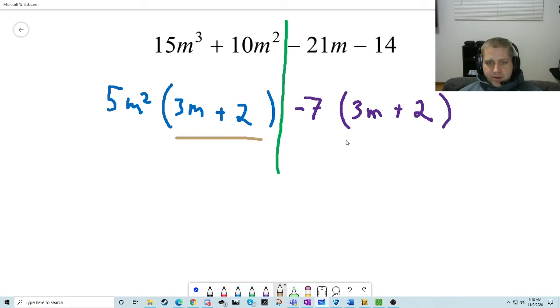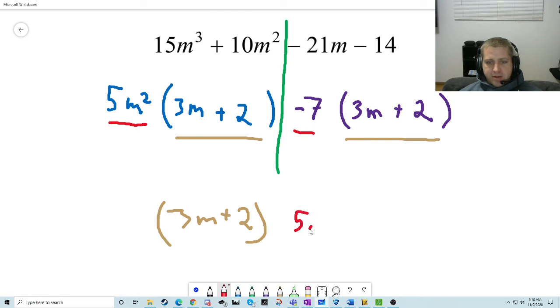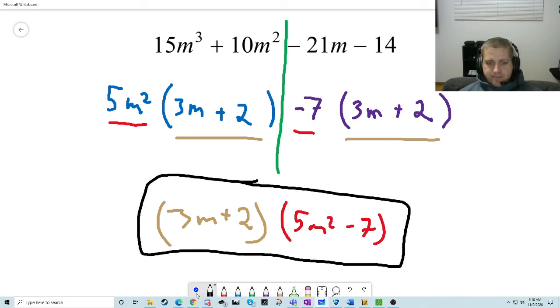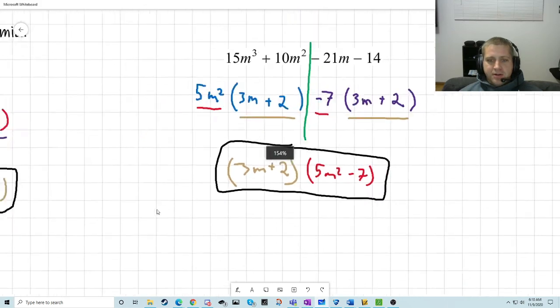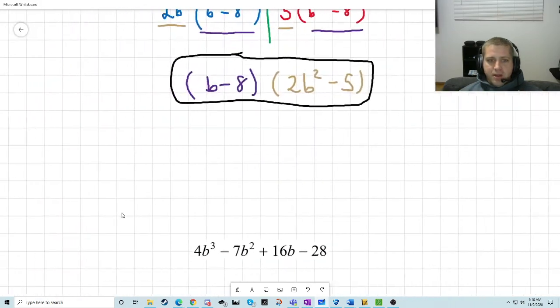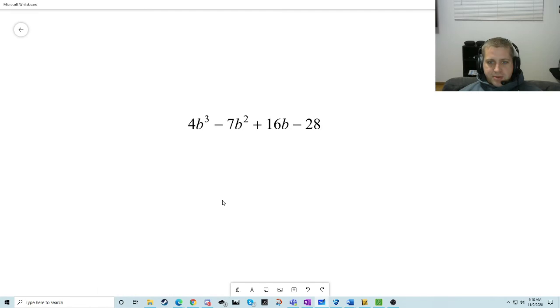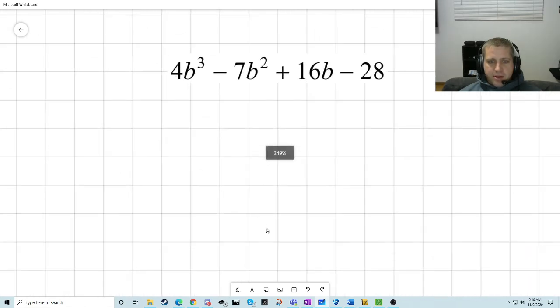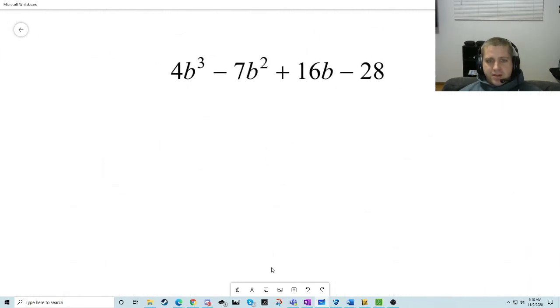Sweet. So I'll do this one too. 3m plus 2 is one part, and 5m squared minus 7 is the other part. The order doesn't really matter. So there you go. And then just for fun, I'll ask you one more and see if you can do this last one. I'll do this one extra fast at the end.